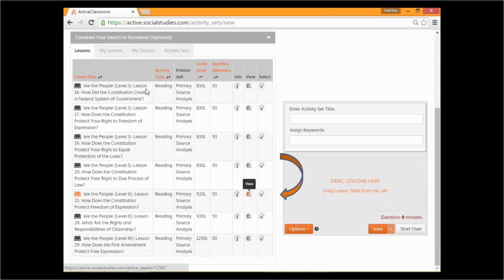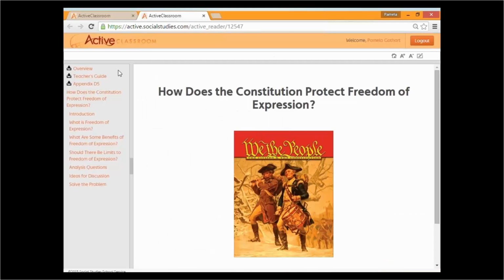Let's go back, and now let's look here at our next one on the 920 Lexile level. Let's look at our table of contents. The table of contents contains our teacher's guide, our overview, and all of our additional individual pieces. Again, looking here, we have an introduction. We have what is freedom of expression. What are some of the benefits of freedom of expression? So we see our topics. We have analyzing questions, ideas for discussion, and so forth.